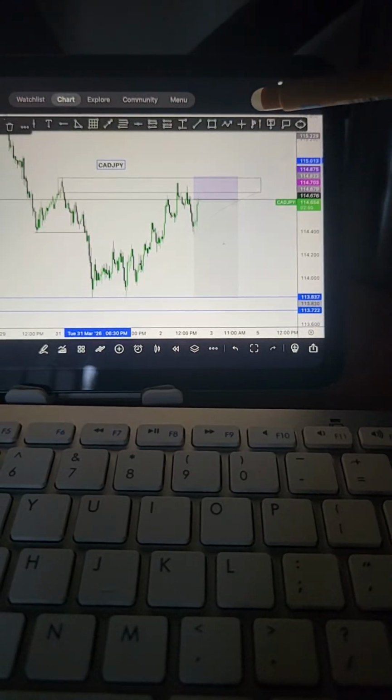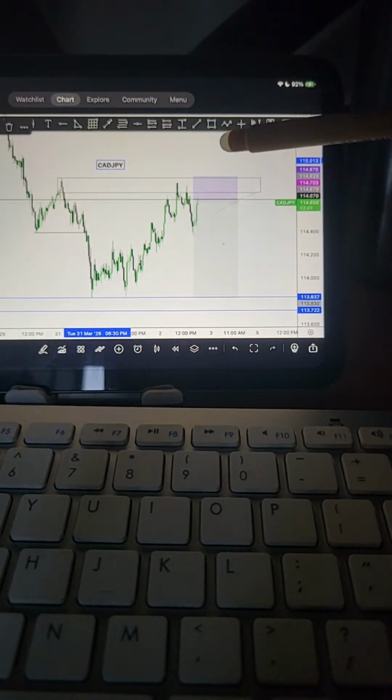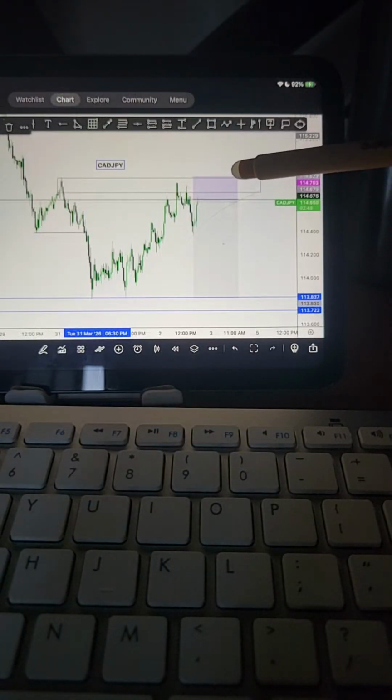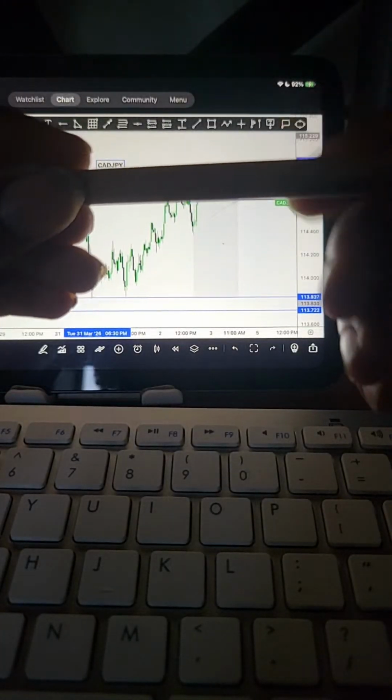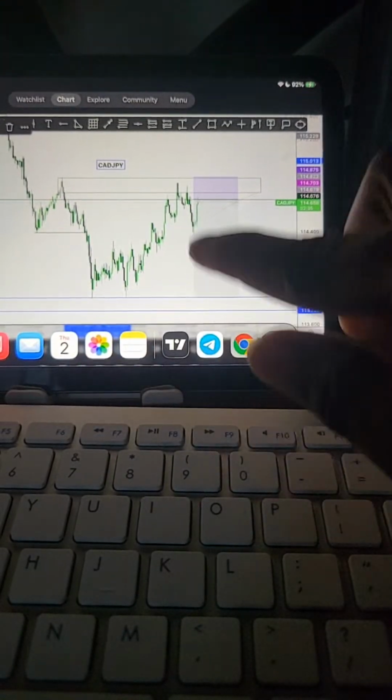So after this, we are going to go to synthetic indices. We are going to analyze. I'm going to show you the trades that I'm currently active on synthetic indices. This is Forex assets. So on synthetic indices, I'm currently active on Volatility 75.